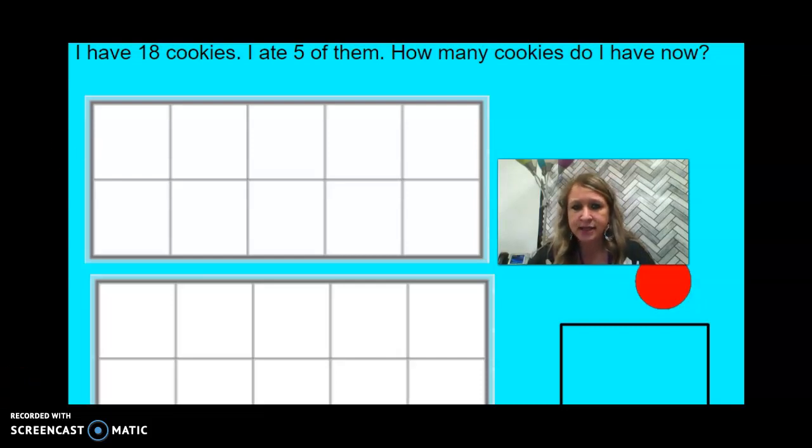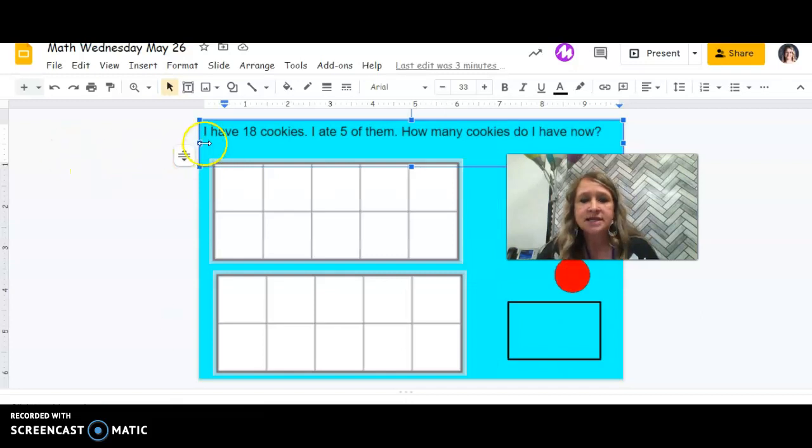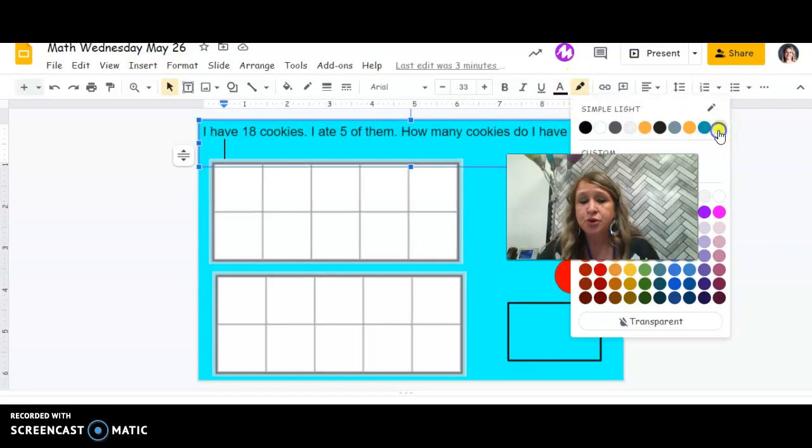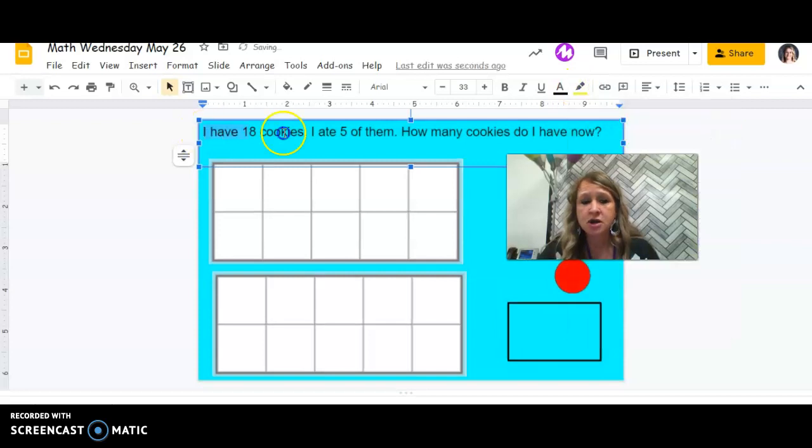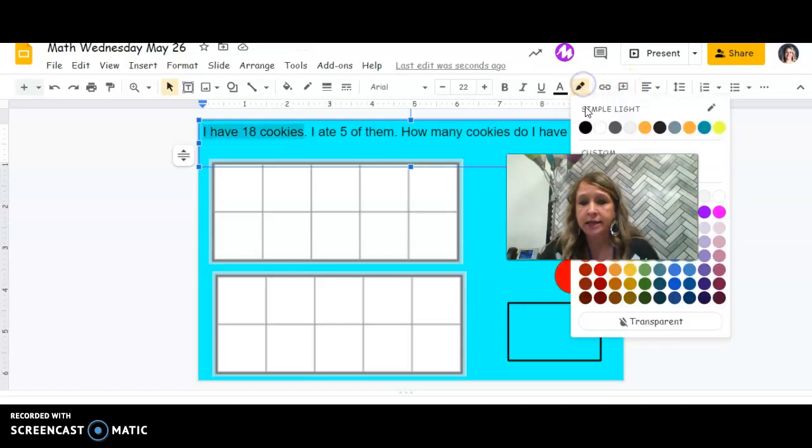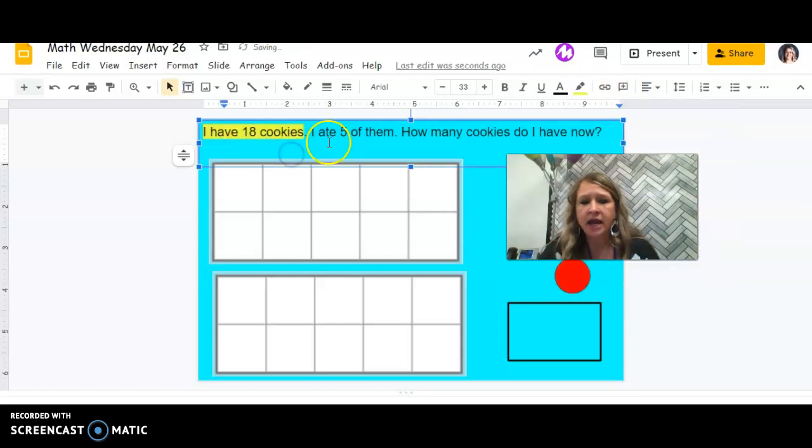So let's read it again. Okay, it says I have 18 cookies. That's important information. It tells you the start. How many did I start with? 18. I ate 5 of them. Oh my goodness. That's very important to know because that means some of them are gone. They're in my tummy.